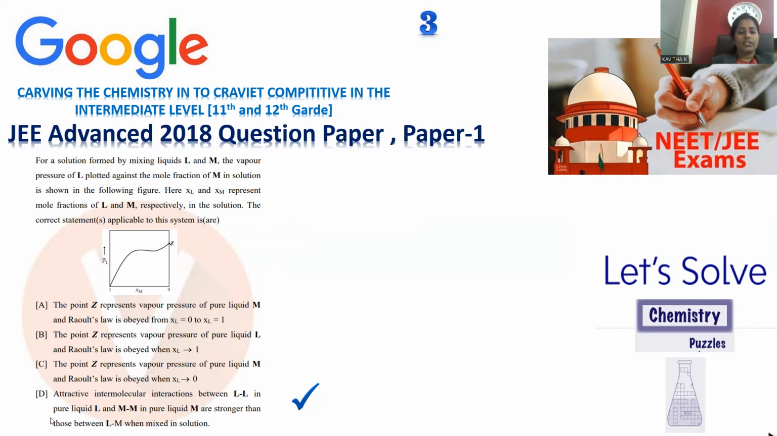For question number 3, the expected answer should be: attractive intermolecular forces between liquid L and liquid L in the pure liquid L, and liquid M and liquid M in pure liquid M, are stronger when compared to those between liquid L and liquid M. When we take pure forms of liquid L and liquid M, the forces of interaction are stronger. Whenever liquid L gets mixed with liquid M, what happens? They minimize the forces of interaction among the two liquids. That will be the correct statement regarding this graphical representation.